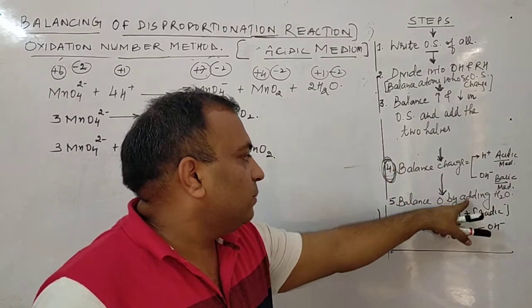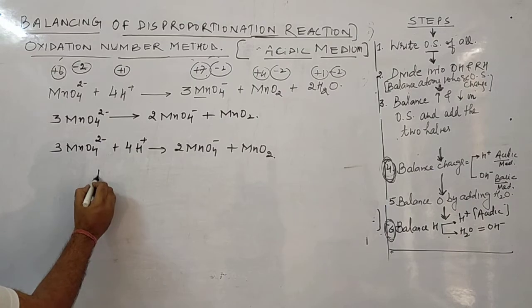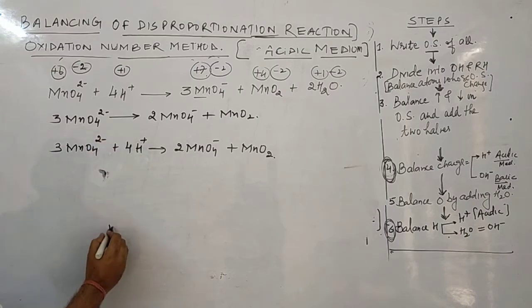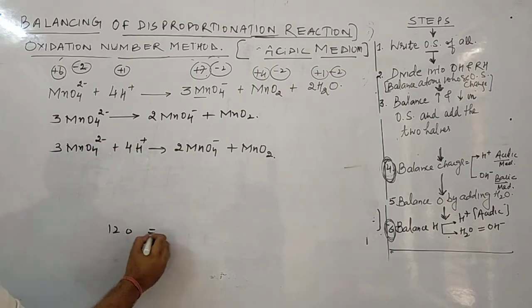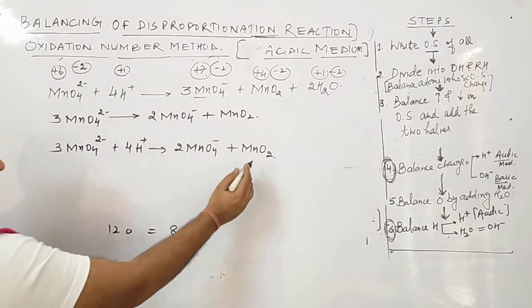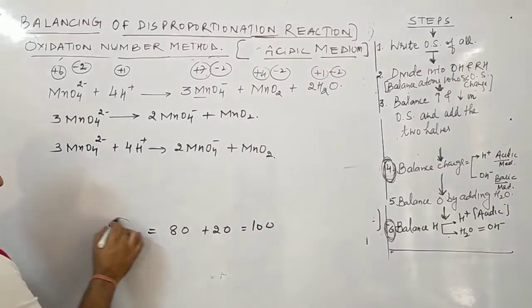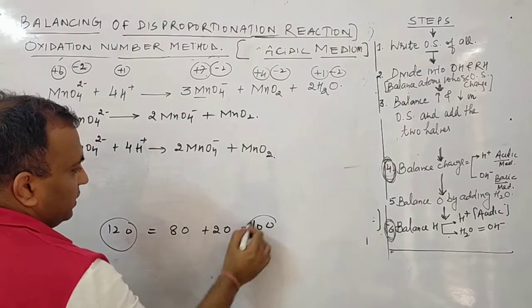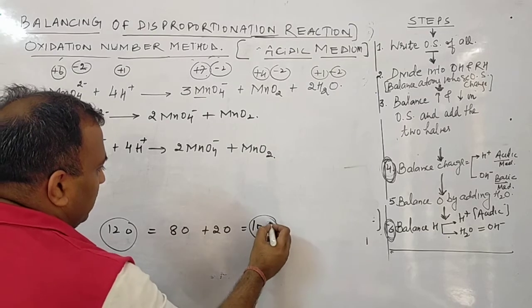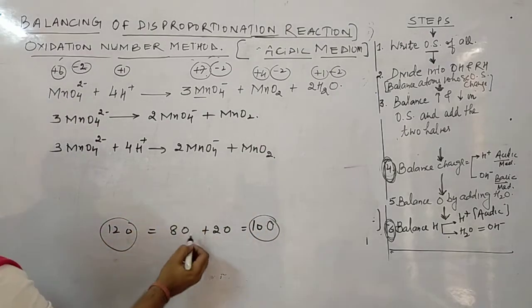Now balance oxygen by adding water molecules. So 3 4s are 12 oxygens. On this side, 4 2s are 8 oxygen plus 2. Total will be 10 oxygen. So on one side 12 oxygen, on the other side 10 oxygen. This is capital O for oxygen. So 4 3s are 12 again, 2 4s are 8 and 2.